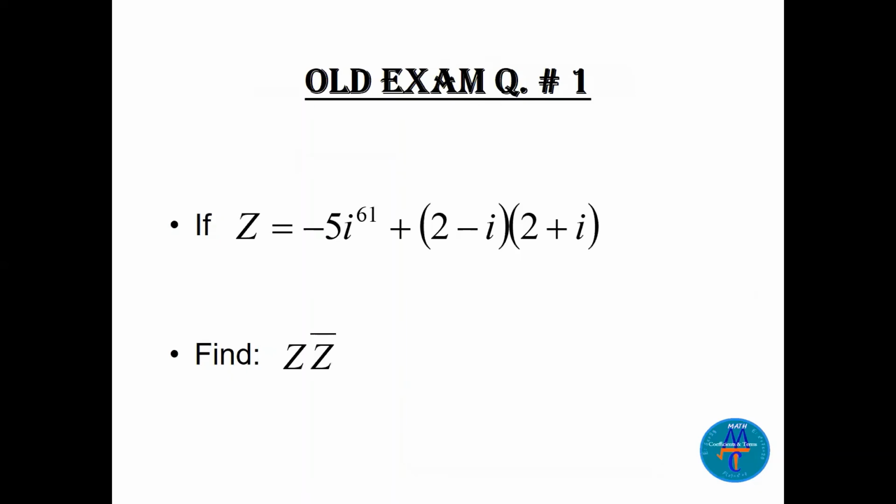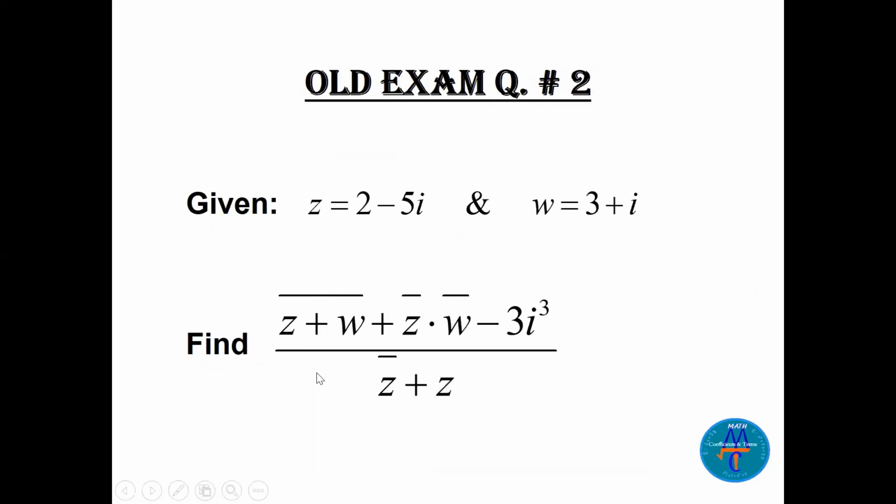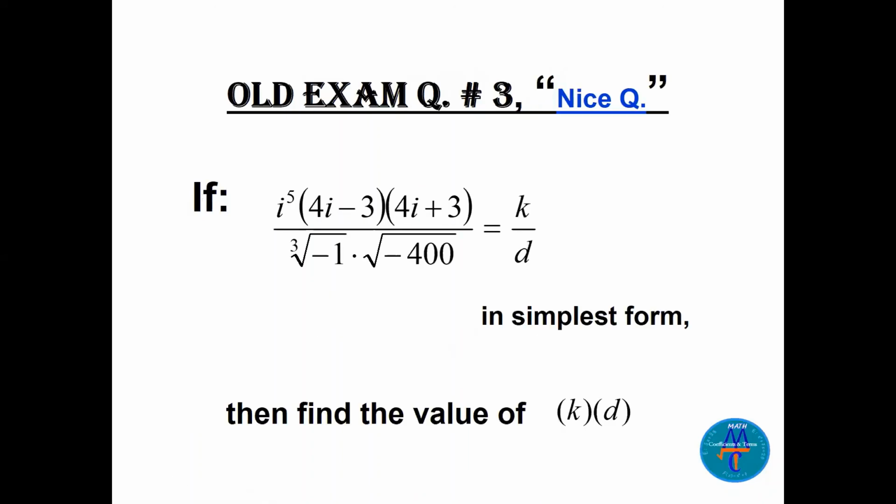Now, I will leave all the exam questions for you as a review, as practice to understand the idea. Z equals this, find Z bar. Nice questions, but after you understand the lecture. Z and W here we have, find all this. Remember, this is a conjugate, so Z plus W conjugate. You have to add them, then find the conjugate. This one is very nice.